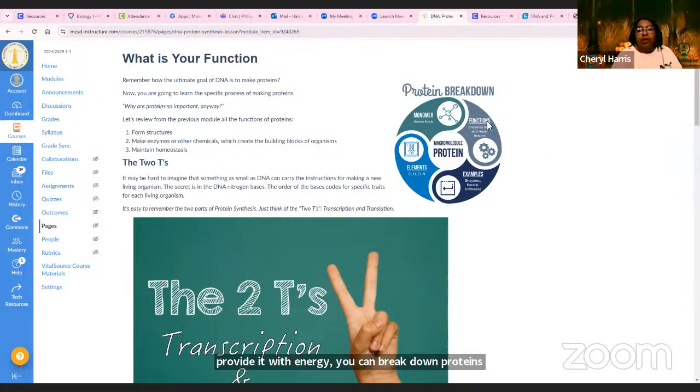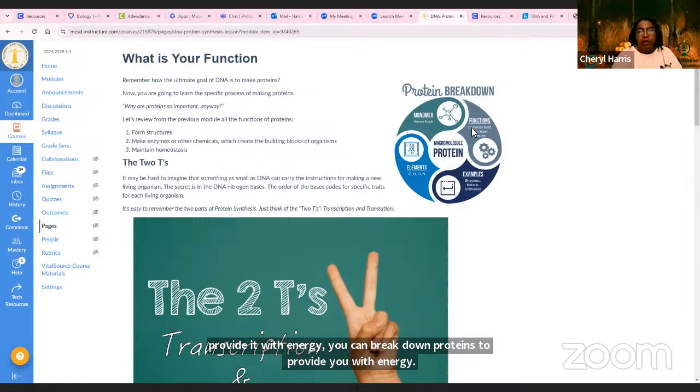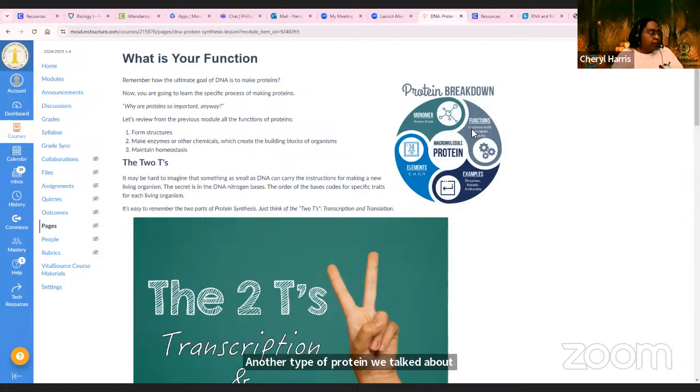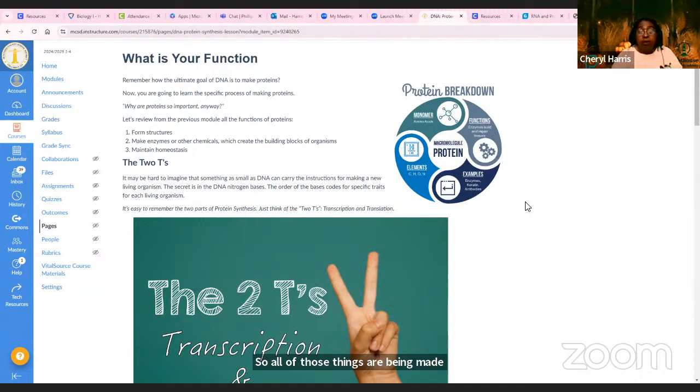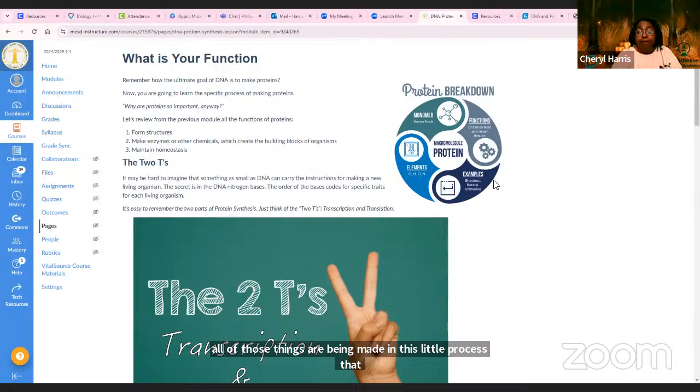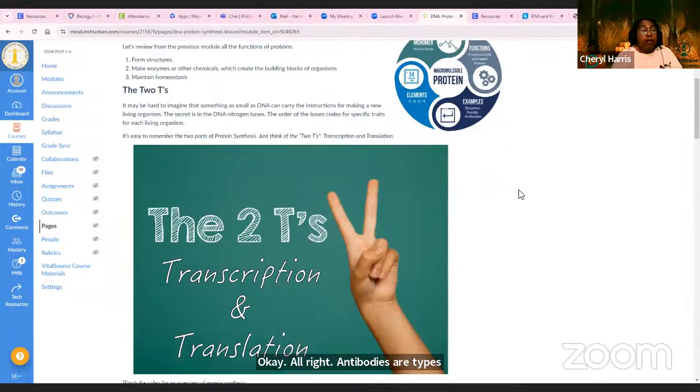Another type of protein we talked about earlier in the semester was enzymes. Hormones are a type of protein. So all of those things are being made in this little process that we're going to look at today. Okay. All right. Antibodies are types of proteins. All right. Okay, so make sure you summarize that macromolecule about a protein. All right, the two T's. So this is what I was talking about earlier, that we're going to have to recognize which one is going on at what time.